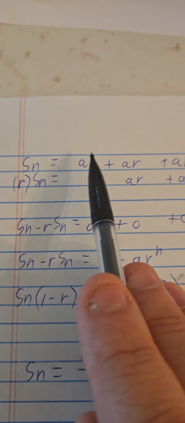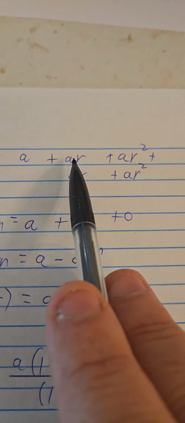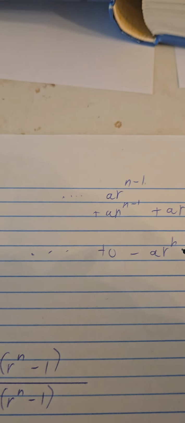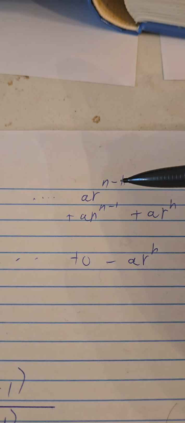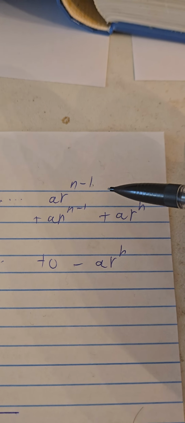So Sn times r: a times r is ar, I write it here. ar times r is ar squared, I write it there. And all the way until ar to the n minus 1 times r is ar to the n. Remember, when we multiply, we add the exponents. r means r to the 1, and n minus 1 plus 1 just gives n. Okay? And now we have an equal sign.